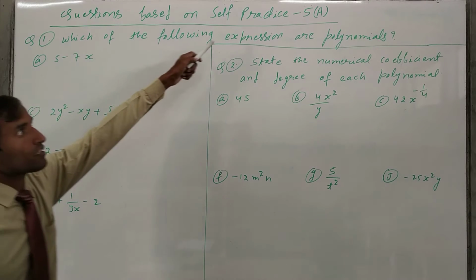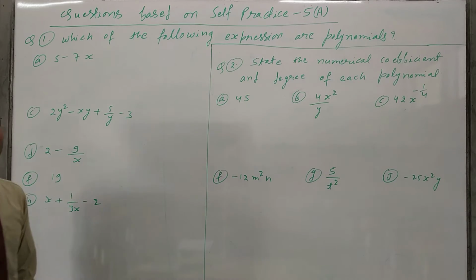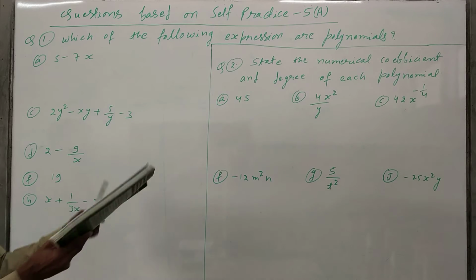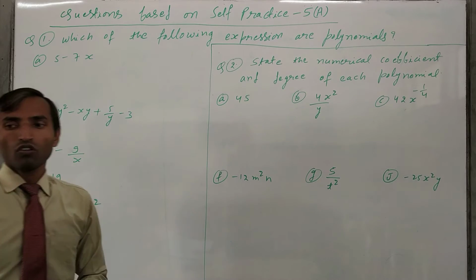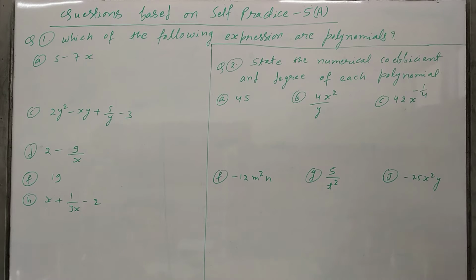Which of the following expressions are polynomials? It means some expressions are given, and in the first question we have to check which one is a polynomial and which one is not a polynomial. Okay, so how will we do it? Already I have explained the definition of the polynomial through the video.